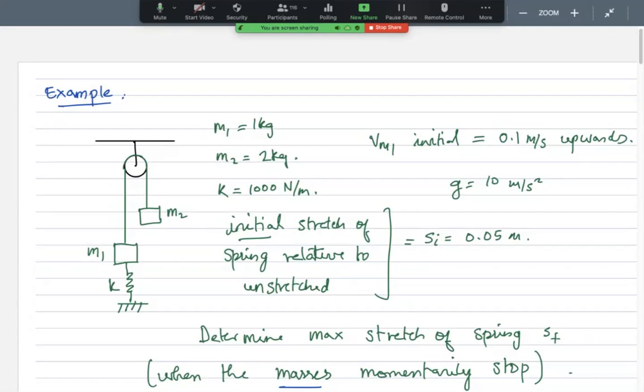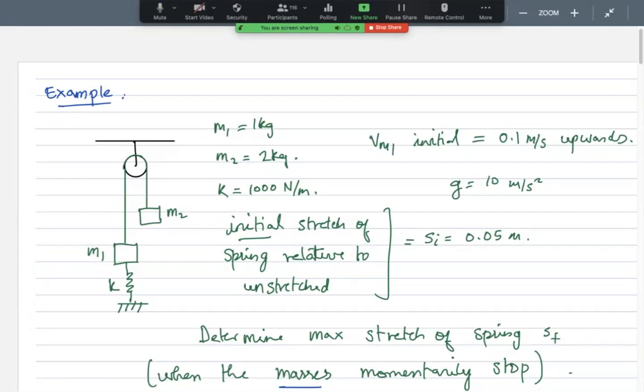Okay, so let me actually start over. We have this example problem where we have an ideal pulley, an ideal rope, and two masses connected by the ideal pulley rope. We have a spring with stiffness K. The values of the masses and the stiffness are given.